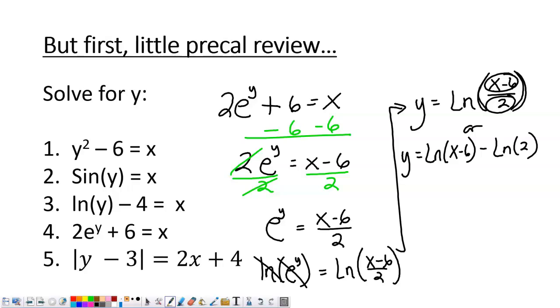Which you probably should have seen last year in pre-calculus or in Algebra 2. Okay? But that's not a very important idea on this one. The important one is, how do you cancel out an e? You take the natural log on both sides. All right?